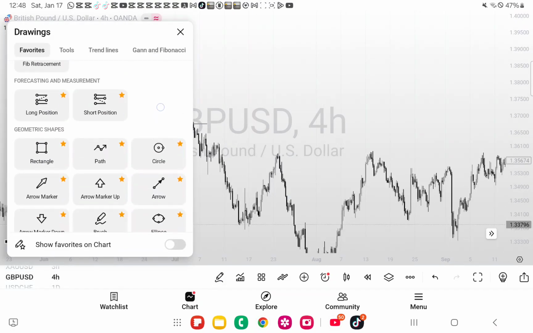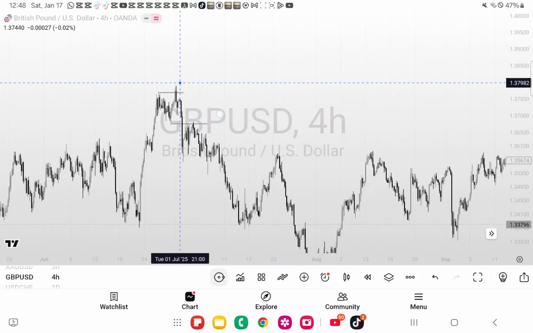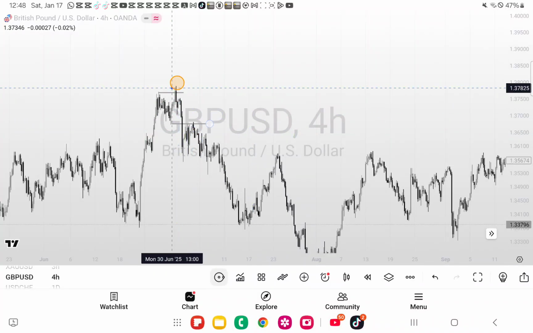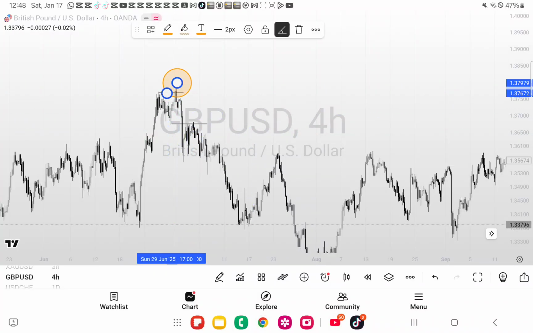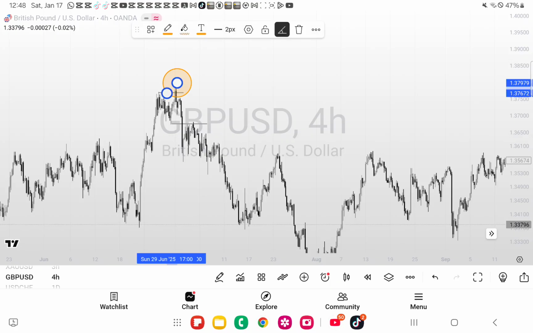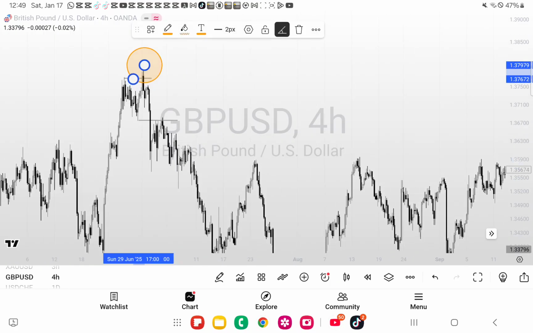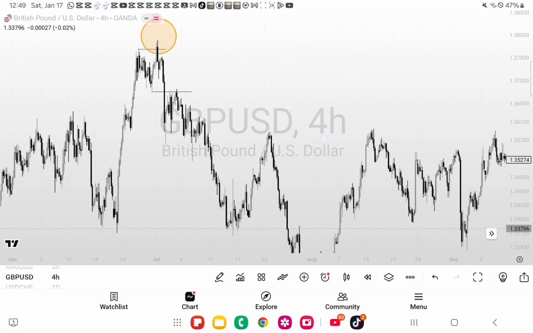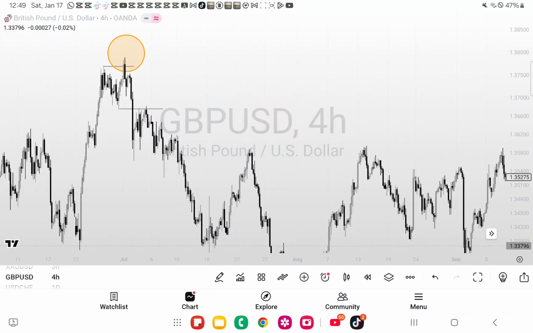So this guy should be our strong high. We have to mark it. This is the first strong high that we have. That means if you have a break with a body above that high, that is a complete change of character to the upside. Let's continue to identify them.